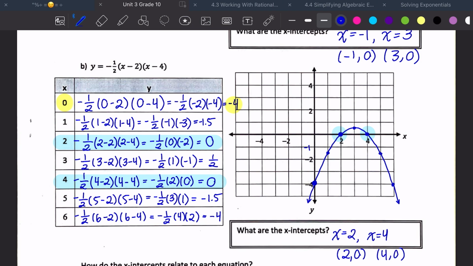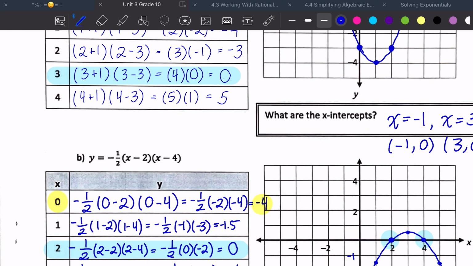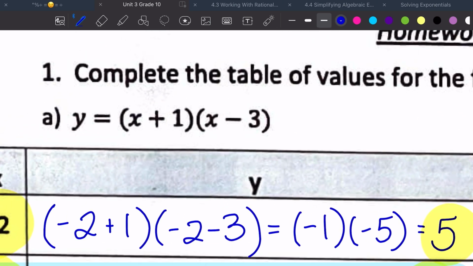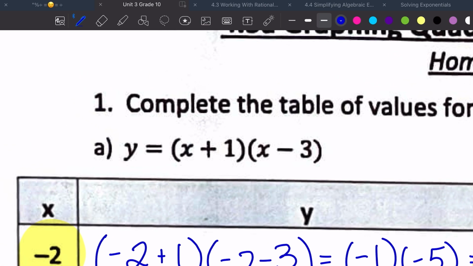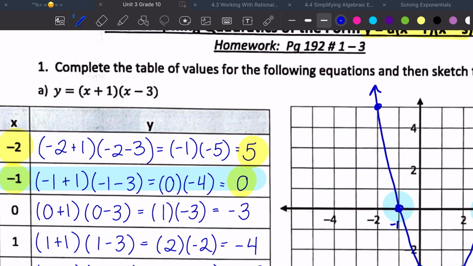Right, so if we look at how the equation tells us where the x-intercepts were going to be without graphing it, I would look at, okay, what was in my brackets? For the first one, I see I have x plus 1 and x minus 3.